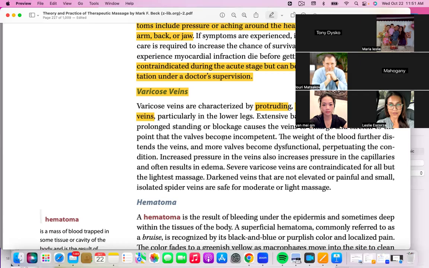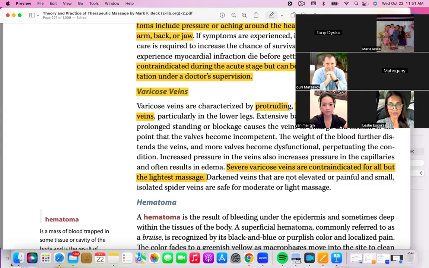Okay, we reach the lower leg. The weight of the blood will distend the vein. Okay, we talked about that. Now, severe varicose veins are contraindicated, meaning if they're really bad, but light massage is okay. If you do light massage with no pressure, not even the pressure of applying lotion, that is okay. But any massage kneading into the tissue and doing aggressive petrissage, anything like that, no.